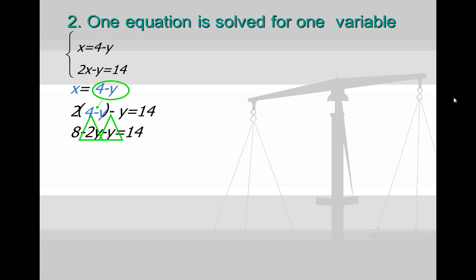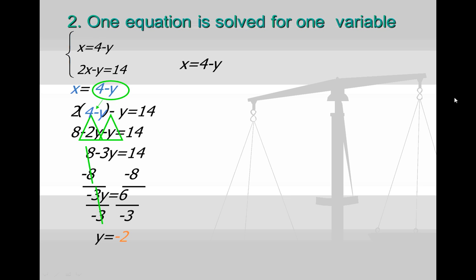Combine like terms, put your y's together. You get 8 minus 3y equals 14. We'll solve this like a regular equation. What do you do next? Yeah, you would subtract 8 from each side. And now we get negative 3y equals 6. Divide by negative 3. x equals, I'm sorry, not x, y equals negative 2. Be very careful that you keep the same letter the whole time.